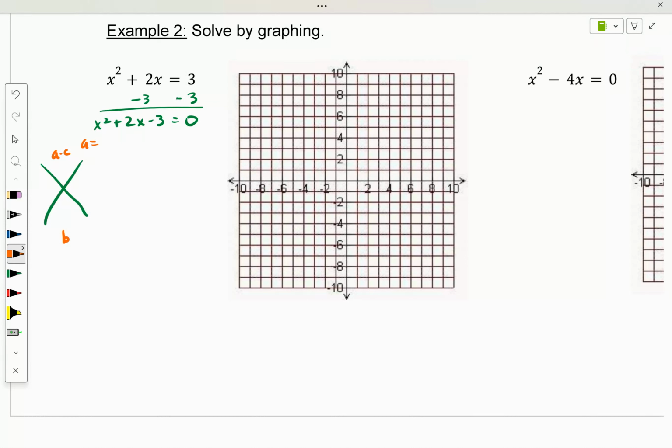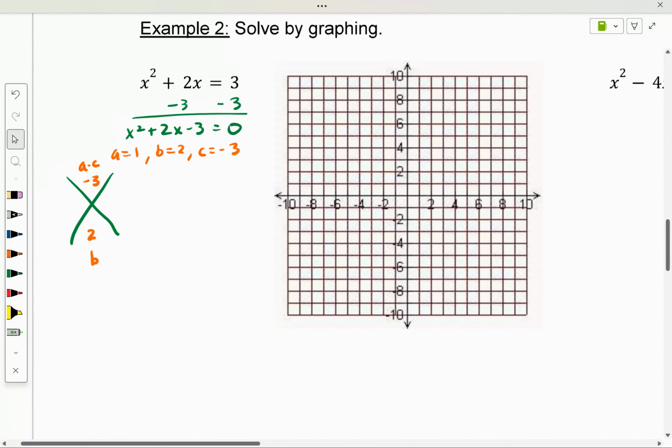So let's first find our a, b, and c. A is 1, b is 2, and c is negative 3. So a times c is negative 3, and b is just 2. What you want to do for this one is find two numbers that multiply to negative 3, but add up to 2.